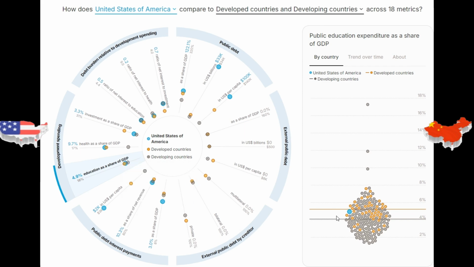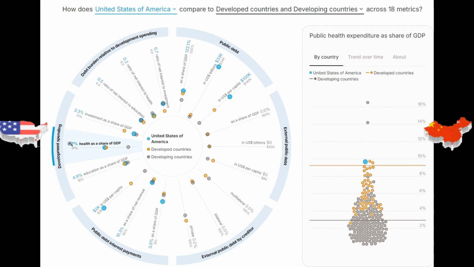This includes investments in infrastructure, education, healthcare, and other essential services that contribute to sustainable growth and citizen well-being. In the U.S., about 5% of GDP is spent on education, which is slightly below the average for developed nations. On public health, the U.S. allocates nearly 10% of its GDP.